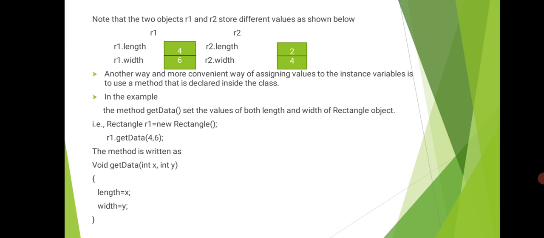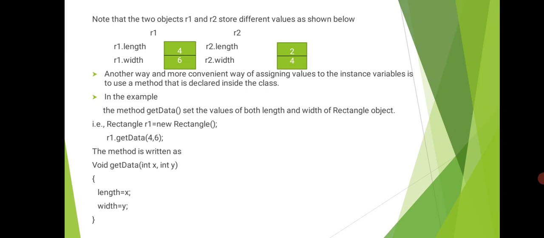The method getData sets the values of both length and width of a rectangle object. Here in the example, we are creating r1 as an object using the new operator, that is Rectangle r1 equals new Rectangle. Then we are accessing the getData method which is present in the Rectangle class.